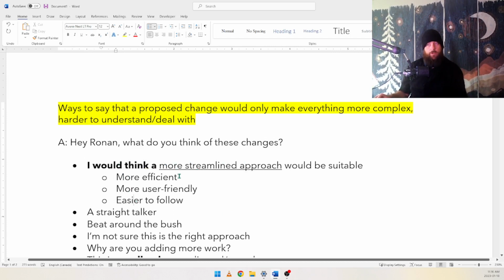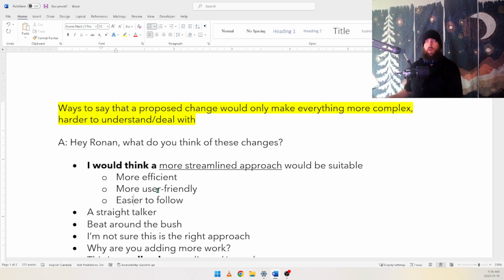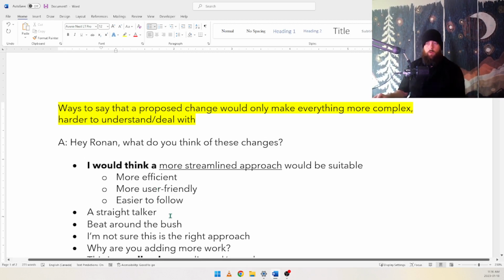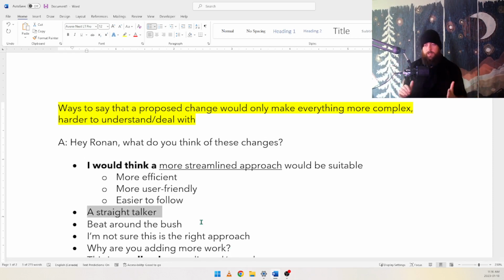I would think a more efficient, a more user-friendly approach would be suitable. I would think an easier to follow path would be useful. A nice way to politely disagree with a person and make a suggestion. We spoke about straight talkers, and a straight talker is a person who says exactly what they want to say without a lot of fluff. They're not going to beat around the bush. When you beat around the bush, you kind of flirt with the idea, you kind of talk about the idea, but you're not incredibly direct.